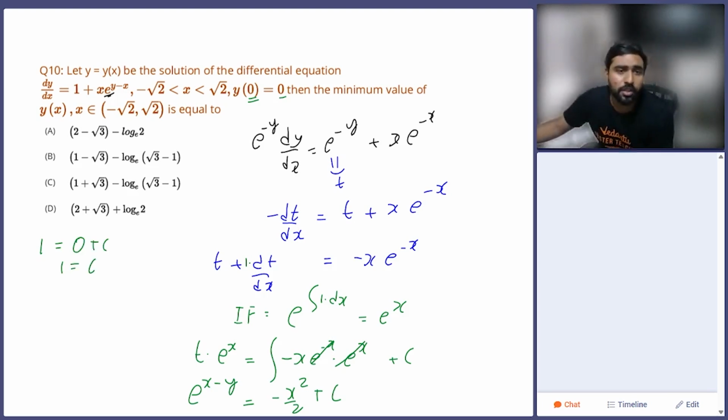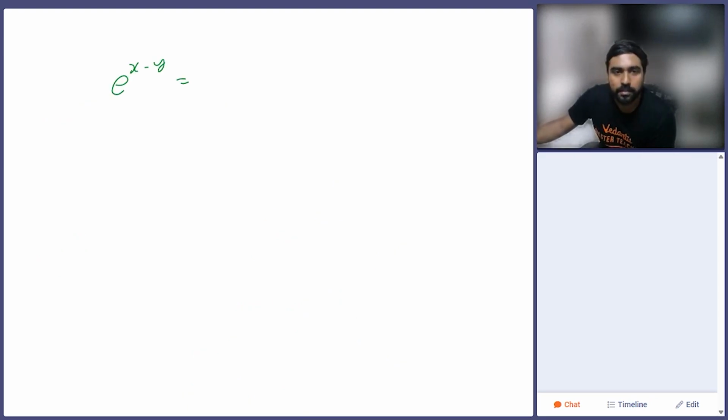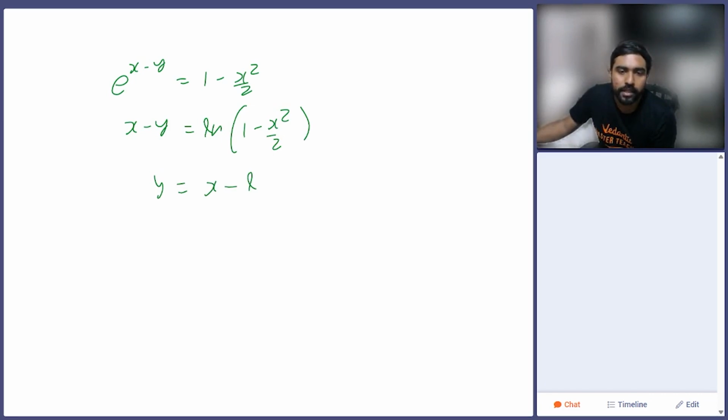So what does the final function look like? The final function is e power x minus y equals 1 minus x square upon 2. Now, let me rewrite this a little bit. I can say x minus y is ln of 1 minus x square by 2. So I can say y is equal to x minus ln of 1 minus x square by 2. Now I got my final function y over here.